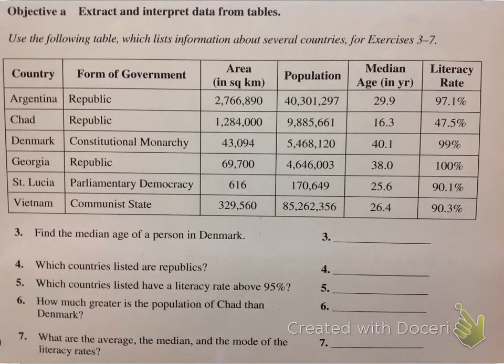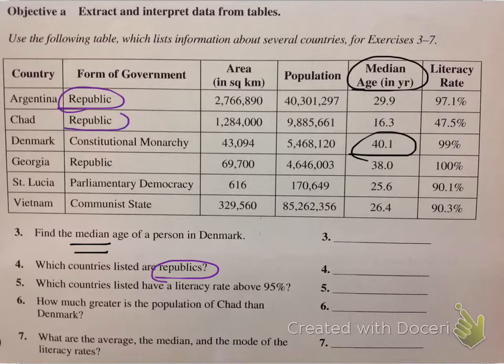Now here is an example of a table. Find the median age of a person in Denmark. So that's going to be 40.1. Now let's look at the next question. Which countries listed are republics? So it looks like we have Argentina, Chad, and Georgia.